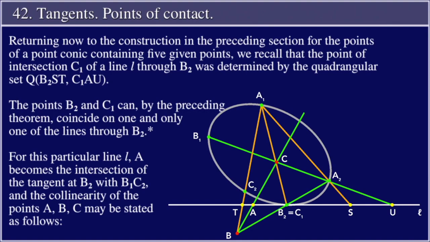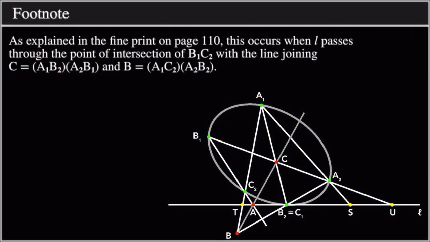The points B2 and C1 can, by the preceding theorem, coincide on one and only one of the lines through B2. For this particular line L, A becomes the intersection of the tangent at B2 with B1C2, and the collinearity of the points A, B, C may be stated as follows. Footnote: as explained in the fine print on page 110, this occurs when L passes through the point of intersection of B1C2 with the line joining C equal to A1B2, A2B1, and B equal to A1C2, A2B2.